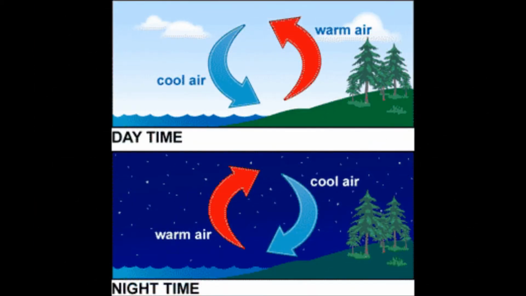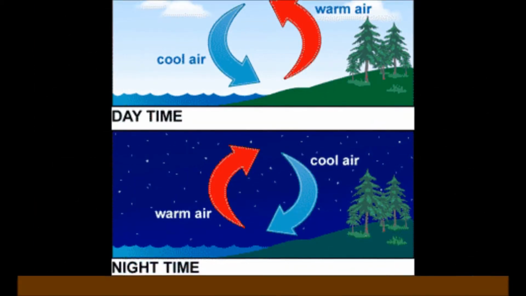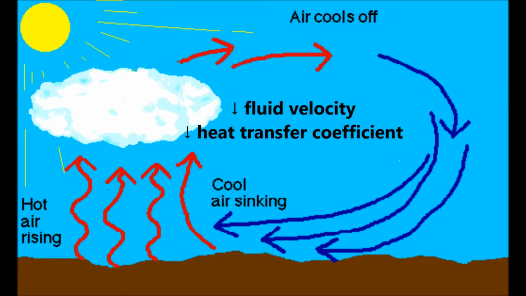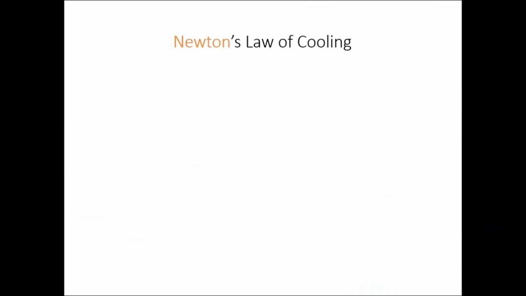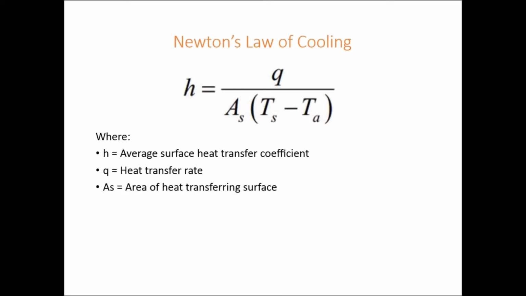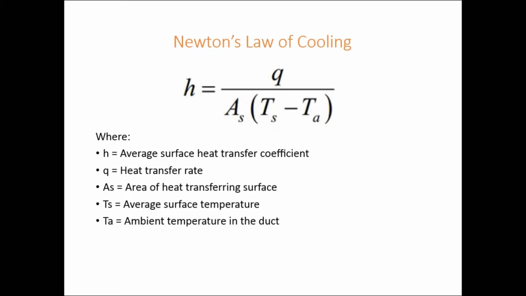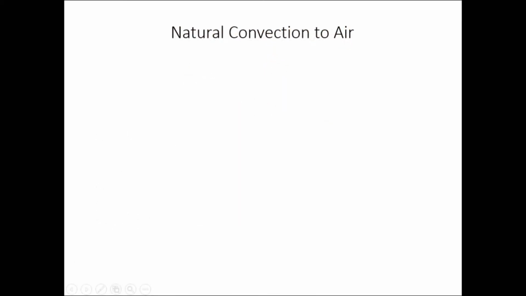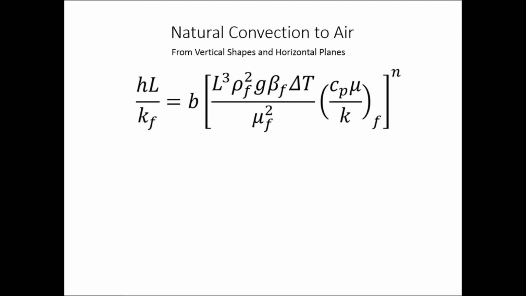Since the fluid velocity associated with natural convection is relatively low, the heat transfer coefficient encountered is also low. The heat transfer coefficient can be obtained from Newton's law of cooling as shown, where h is the average surface heat transfer coefficient, Q is the heat transfer rate, A_s is the area of the heat transferring surface, T_s is the average surface temperature, and T_a is the ambient temperature in the duct. The complexities of the fluid flow make it very difficult to obtain simple analytic relations for natural convection. Thus, most of the relationships are based on experimental correlations.